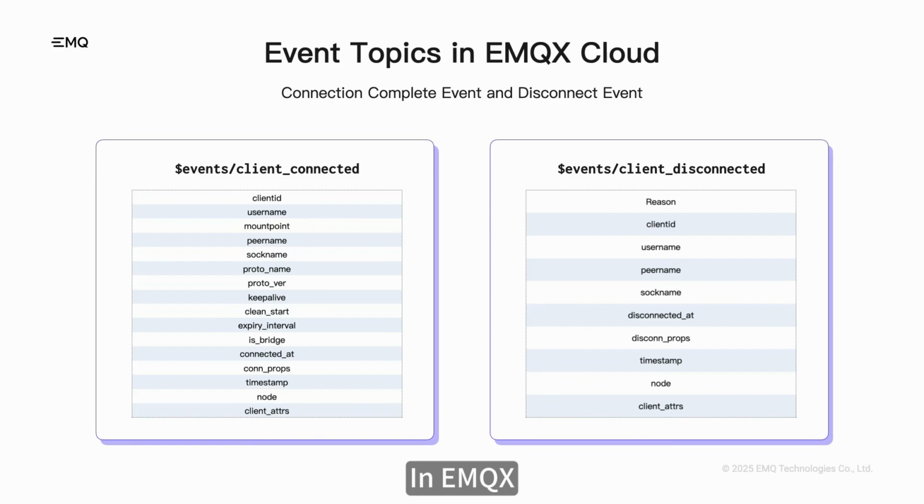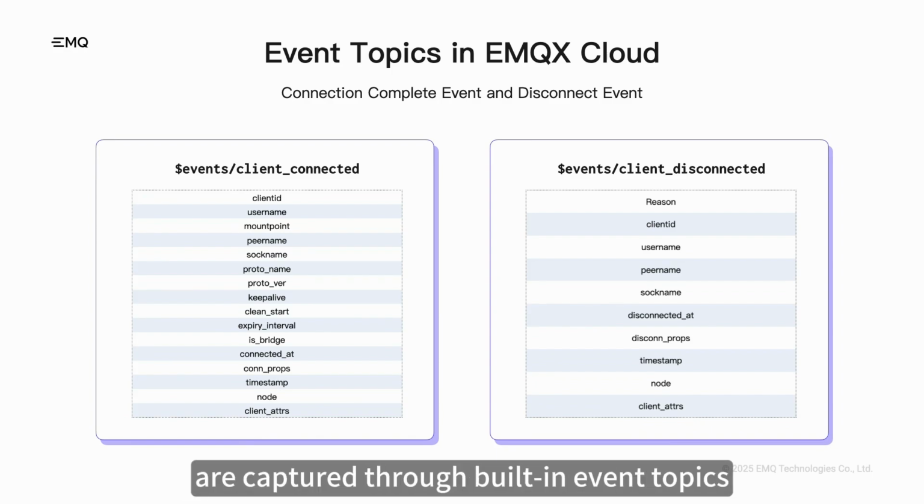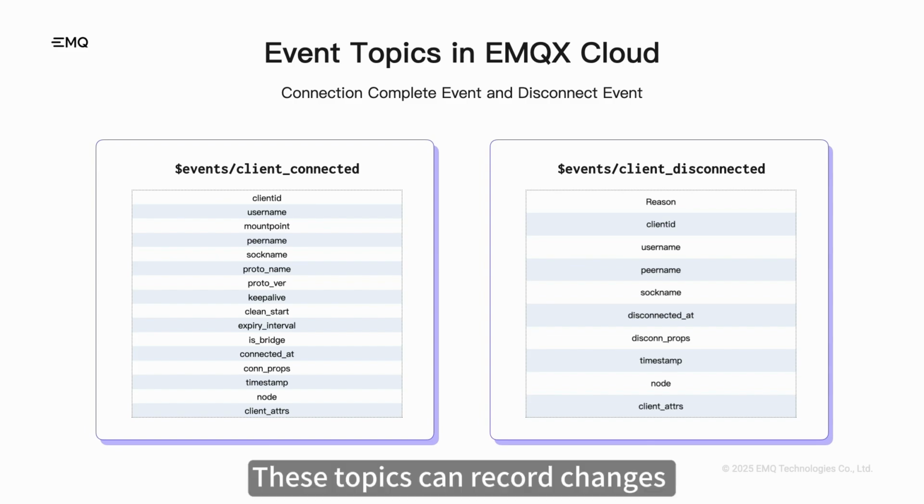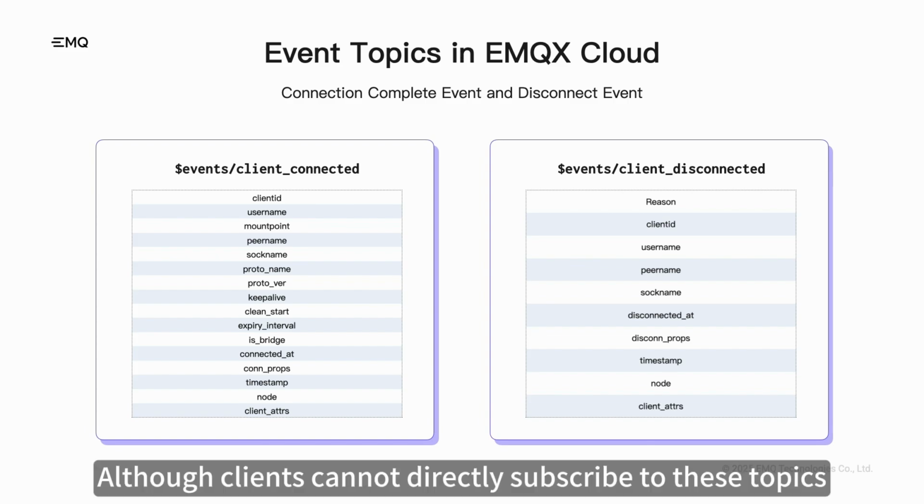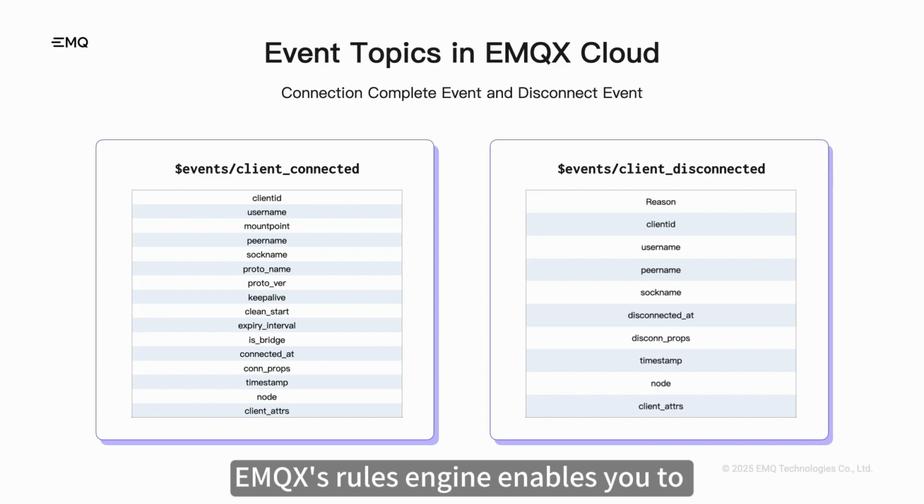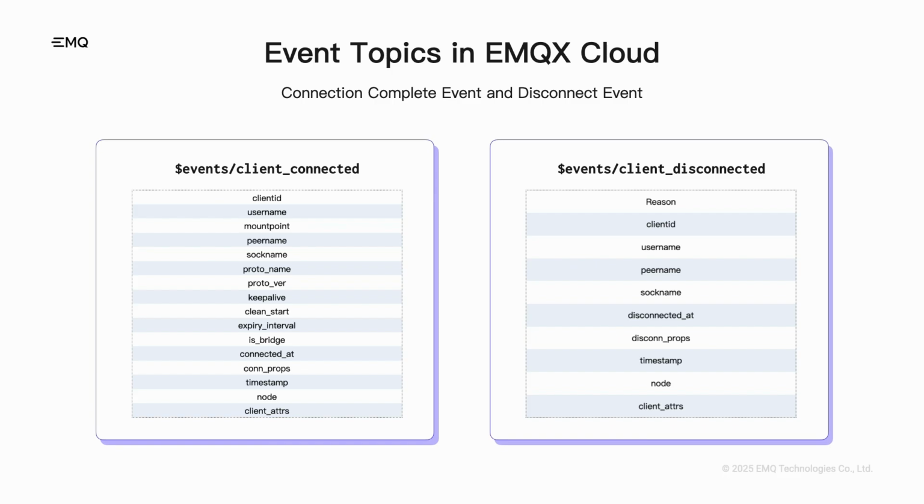In EMQX, client connection and disconnection events are captured through built-in event topics. These topics can record changes in client connectivity with certain properties. Although clients cannot directly subscribe to these topics, EMQX Rules Engine enables you to forward these events to other topics or integrate them into external systems for analysis.